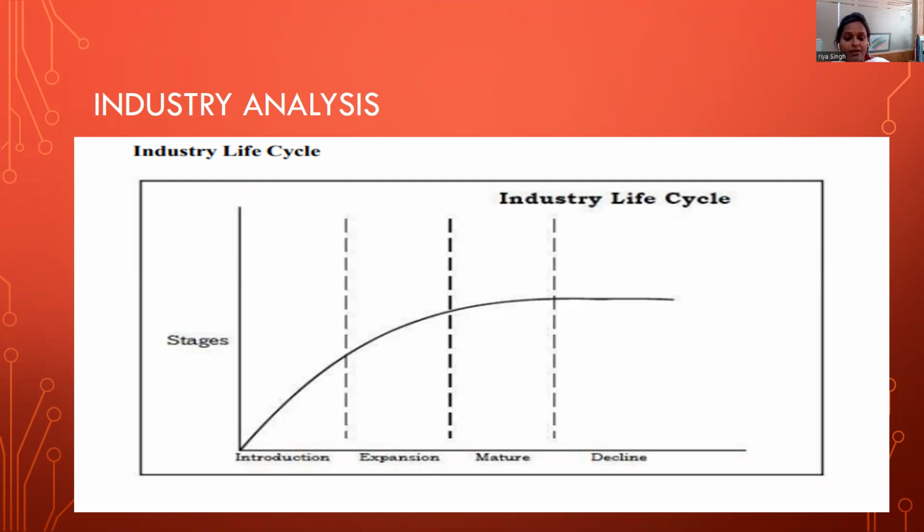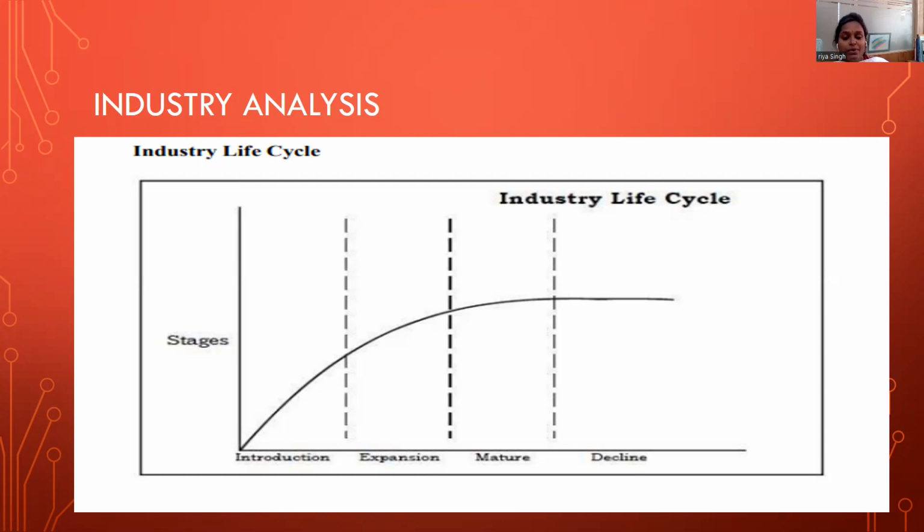Then after that there will be a maturity stage. Mature stage here means now you are at a stage where you are having more and more income from your selling. Your sales volume is very high, your production is very high, everything is at a high level. That will be your mature period. And then the declining period will start.